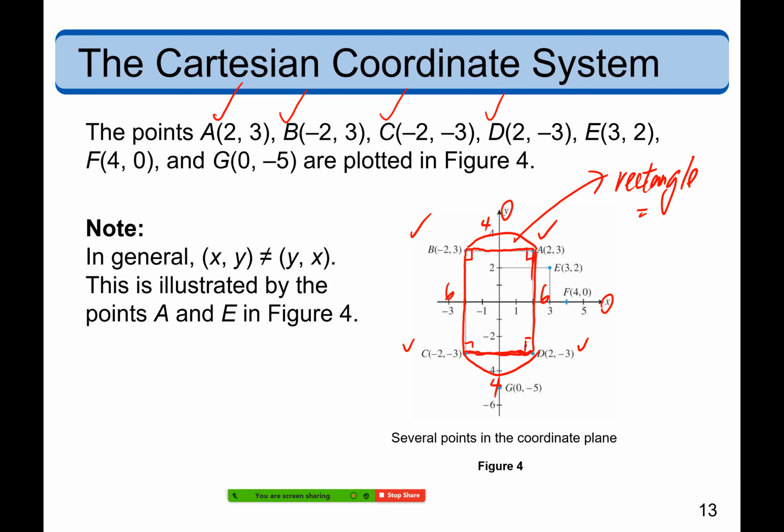And also, one quick thing is the order pair x comma y is not the same as y comma x. So similarly, like we have 2, 3, right? It's definitely not the same as 3, 2. Okay. 3, 2 is right here. You see, point E right here, and point A is here. They're not located in the same place. That means they're not equal to each other.